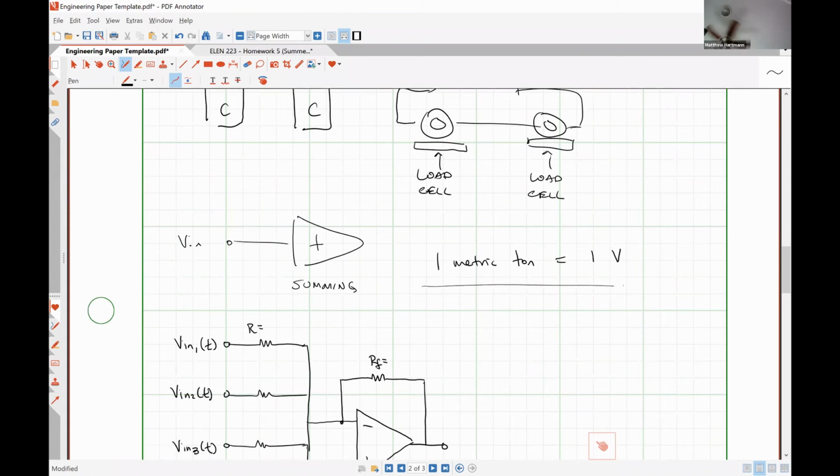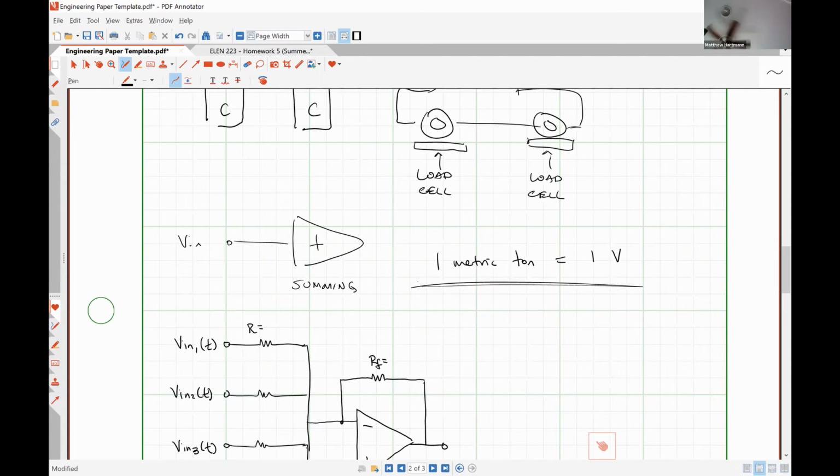That's the constraint I'm going to have. So if my multimeter reads 3.87 volts, it means that this vehicle weighs 3.87 metric tons or whatever. So how am I going to appropriately size my resistors? Do I need to have some sort of scaling factor in there?